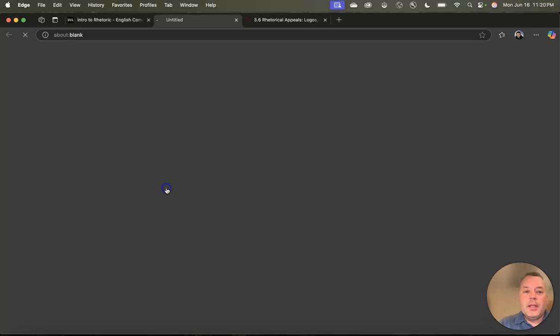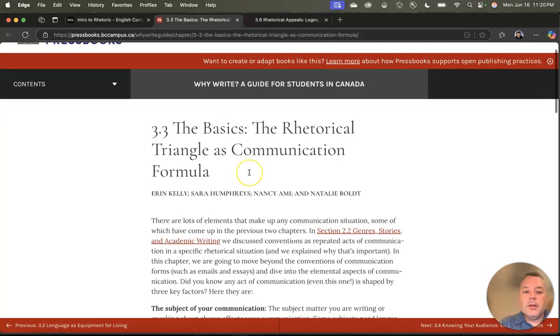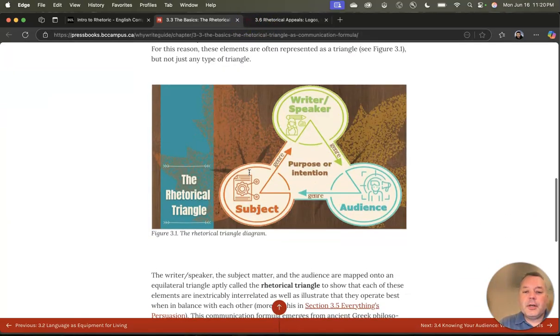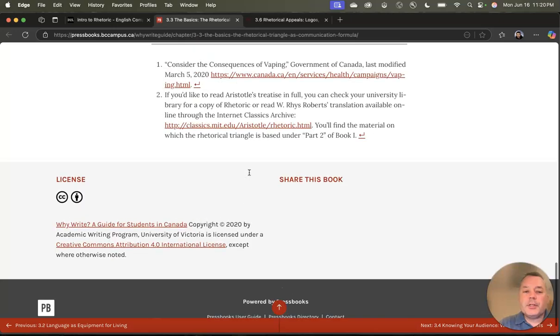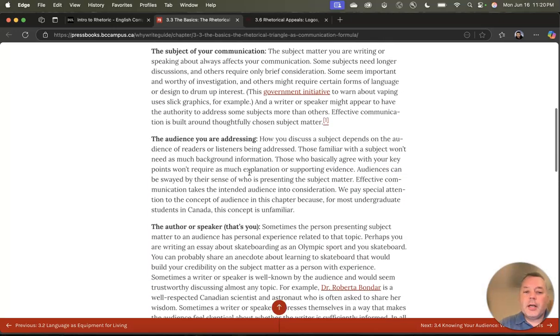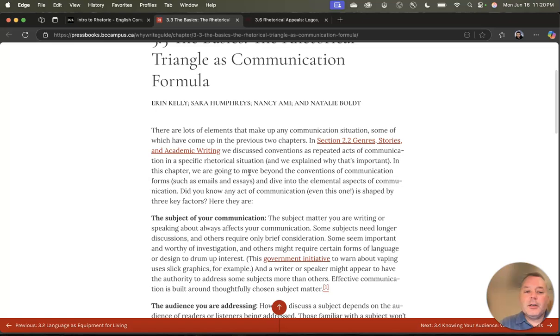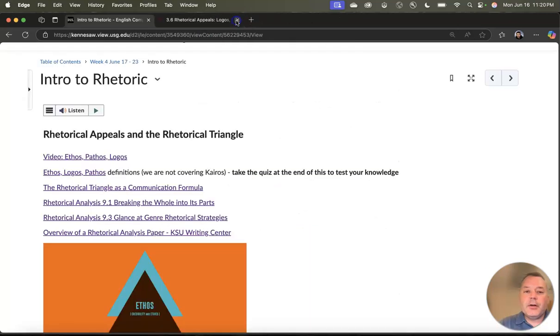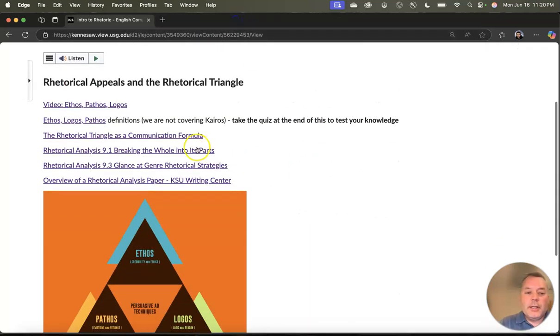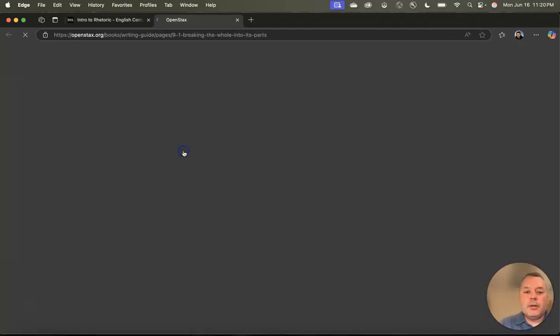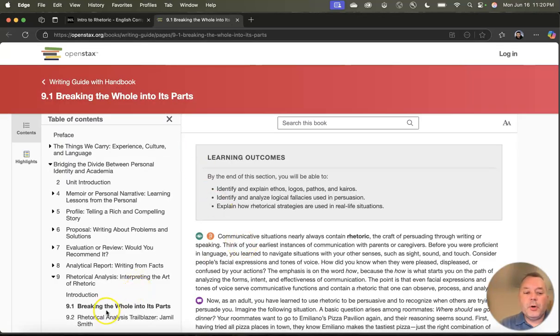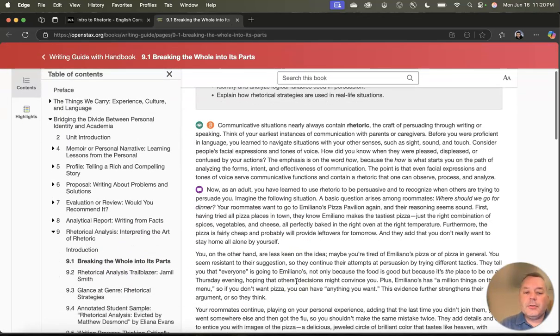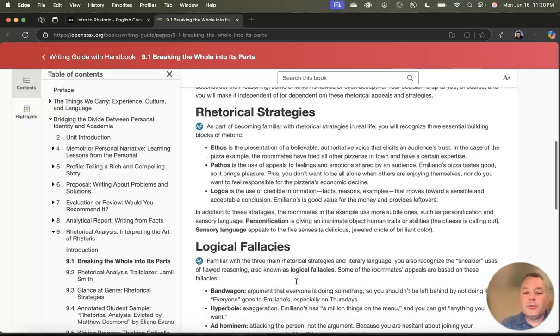And then this is another textbook that, again, there'll be some overlap, but it's just another way of looking at rhetoric and describing the different facets of rhetoric. And then we have some textbook material, certain chapters. So the bold is where we are, breaking the whole into its parts. So rhetorical strategies.